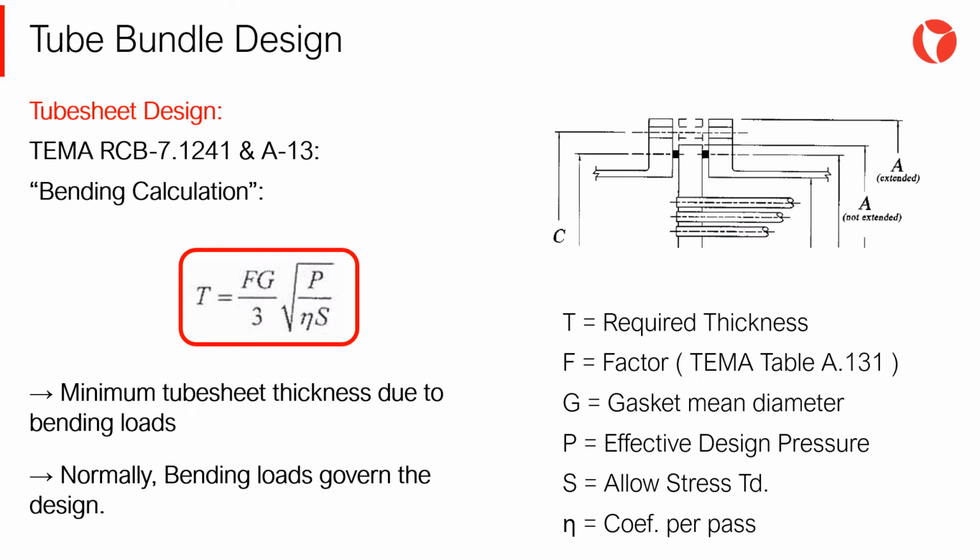Tube sheets are designed for the most critical condition. Due to the complex load system acting within the heat exchanger, shear and bending stresses are present in all types of tube sheets. The required thickness due to bending is a function of the union factor, the gasket mean diameter, the effective design pressure, the allowable stress of the material at design temperature, and the coefficient due to the number of passes.